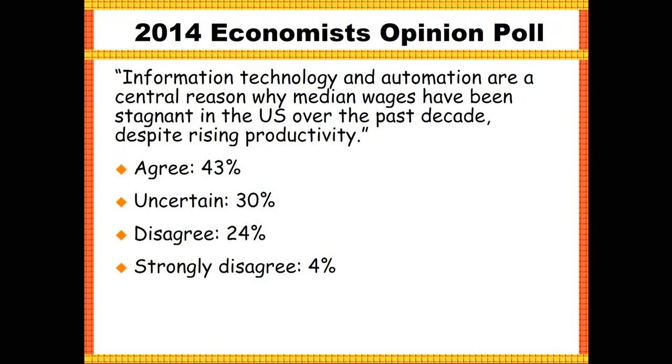Now, all of this data shows that something is going on. What is happening? What is the cause? There is a difference between correlation and causation. And so, is it caused by automation or by something else?